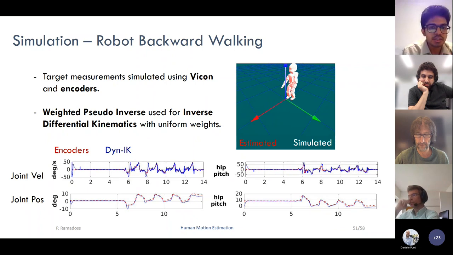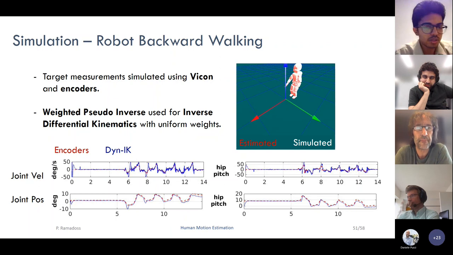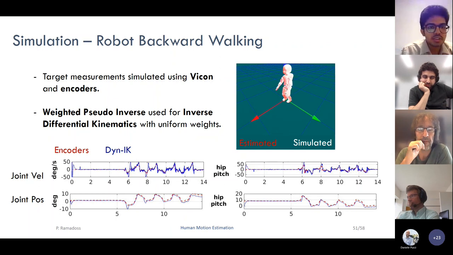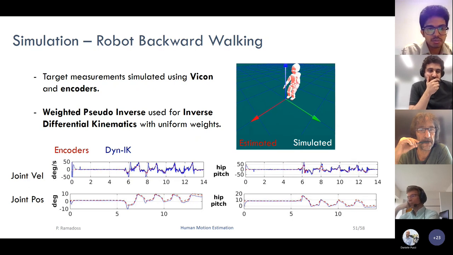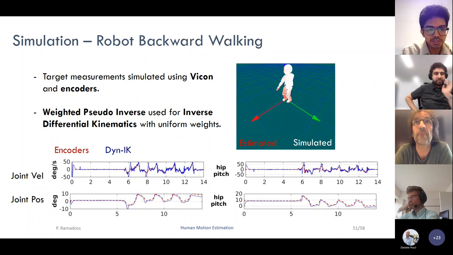We first perform the validation of the proposed estimator on a robot experiment where the robot is walking backward. Here, the target measurements are simulated from the Vicon based ground truth trajectory of the base pose and encoder measurements for the joint positions. The inverse differential kinematics within the dynamical inverse kinematics block is solved using a weighted pseudo inverse with uniform weights. Here at the bottom, we can see the reconstruction of joint velocities and joint positions estimated by the dynamical inverse kinematics in comparison with the encoder measurements for the hip joint.